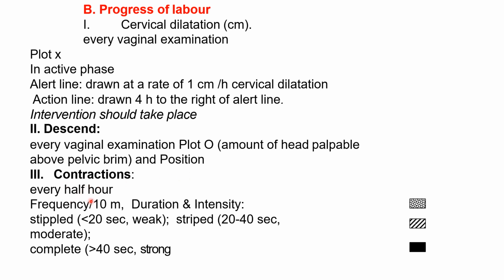Every half an hour you have to see the uterine contraction, and I told you that you have to count it for 10 minutes, and you should see the duration and intensity of the uterine contraction. If one contraction is lasting for less than 20 seconds, we call it a weak contraction, and it should be marked stippled, that is, in dots. You can put dots in that column. Assume that you are assessing the mother for 10 minutes and in the first contraction you got a weak contraction, lasting only 20 seconds or less. In that case, you have to mark like this.